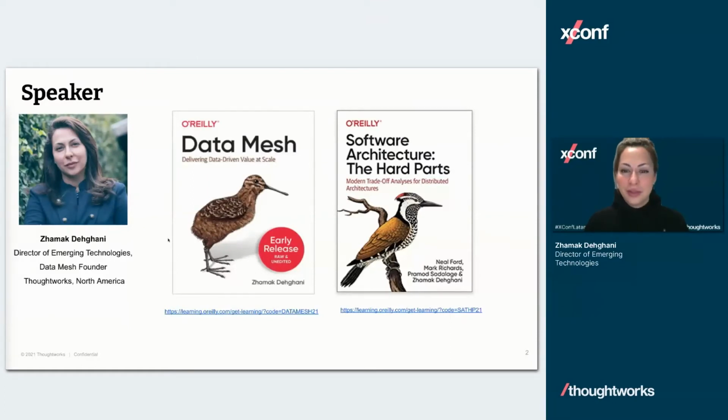I have two books. One I have contributed to, along with my colleagues Neal Ford, Pramod, and good friend Mark Richards, on architecture, the hard parts. I have another book coming out this year, Data Mesh.